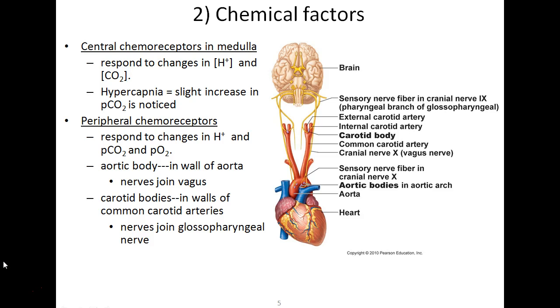These carotid bodies are located at the split of the common carotid artery, and the aortic bodies are housed in the aortic arch. These peripheral chemoreceptors are going to detect pH changes in blood and also changes in blood respiratory gases. These receptors can be stimulated by pH changes independent of the partial pressure of carbon dioxide, where central chemoreceptors cannot. So these chemoreceptors are much more sensitive to changes in the partial pressure of carbon dioxide than to changes in the partial pressure of oxygen.